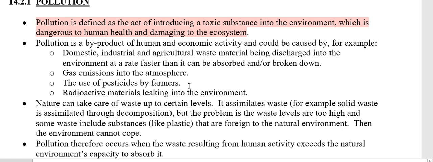The use of pesticides by farmers. Pesticides, by their very nature, are designed to kill things. So when the farmers use pesticides to spray their crops to kill pests, little bugs and insects, obviously those pesticides are absorbed by the soil and it is harmful to the environment. Yes, they have a reason for using it, but it's not good. It has a harmful effect on the environment.